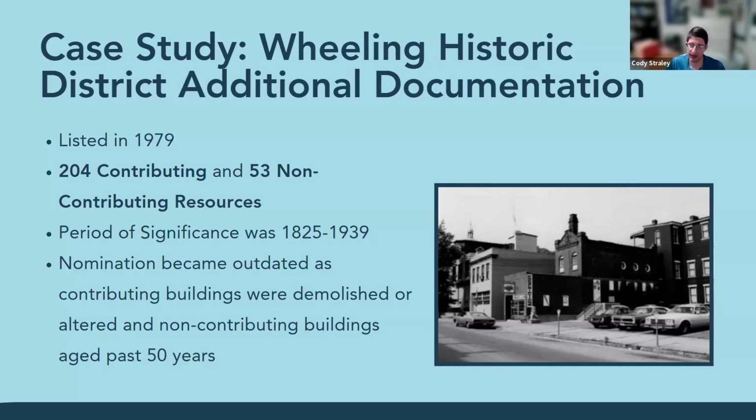And it was a fairly decent nomination at the time, but after more than 40 years of time passing, the nomination became outdated because dozens of historic buildings were demolished in the district over the years due to neglect and inadequate preservation regulations. And there were also a lot of buildings that at the time of the listing in 79 were too young to be historic, but after 40 years, they had become historic in their own right. Next slide, please.